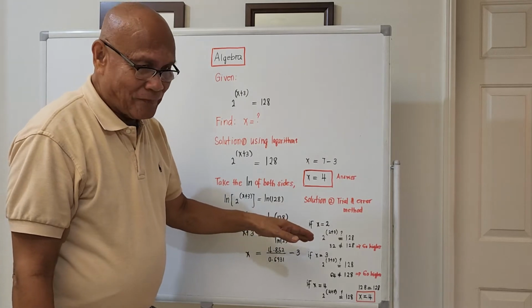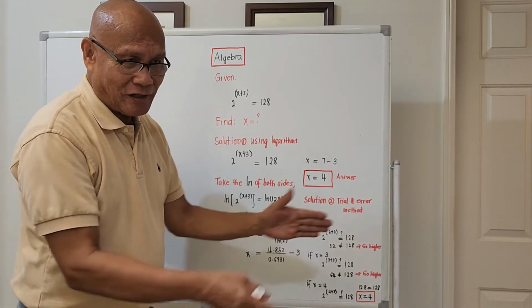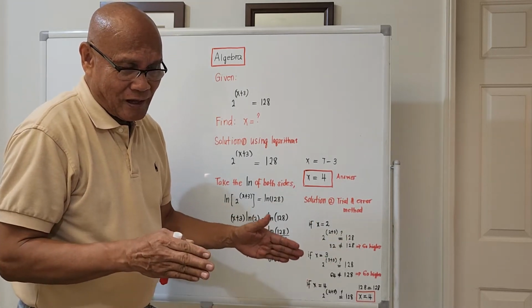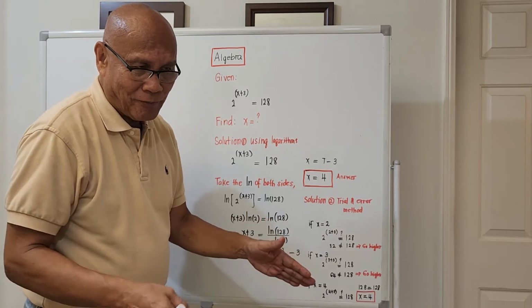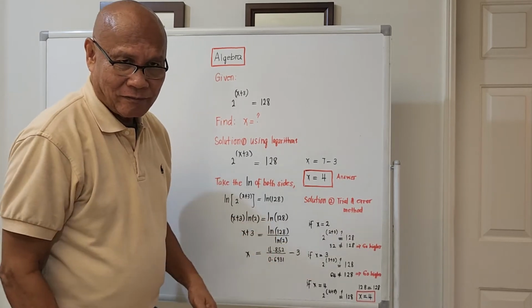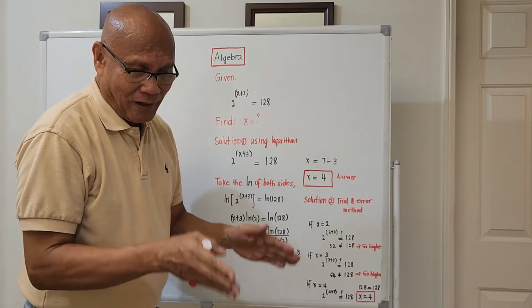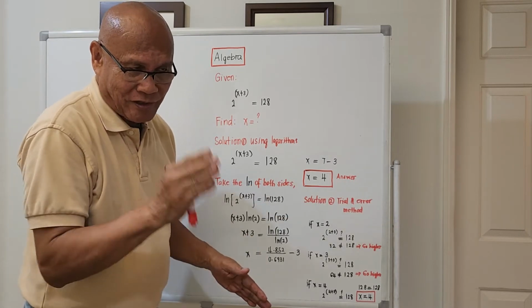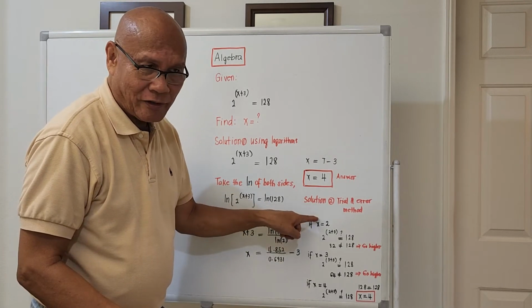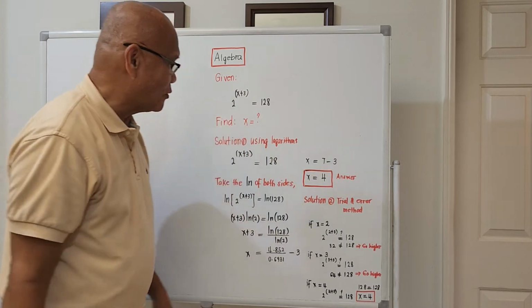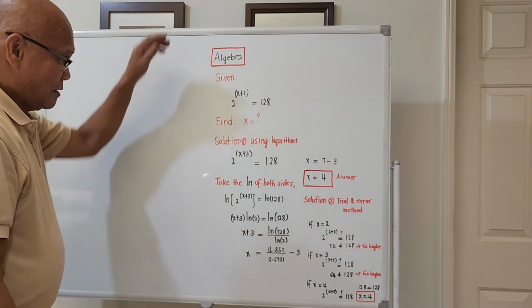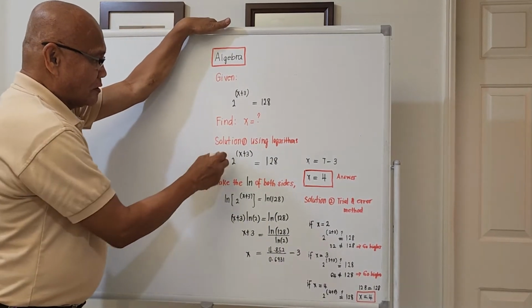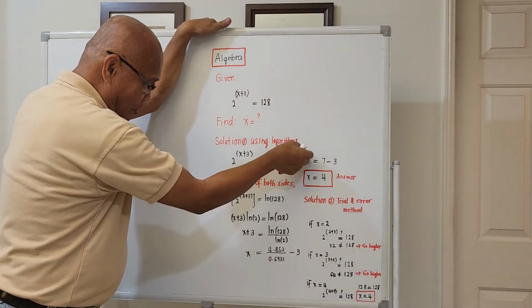Solution number 2 will be fine, but it's a trial and error. If the value of what you are looking for is not exact, you're in trouble. Okay? But if the value of what we are looking for is exact, we could use the trial and error. Okay, I will present solution number 1. Solution number 1, that is using logarithms.